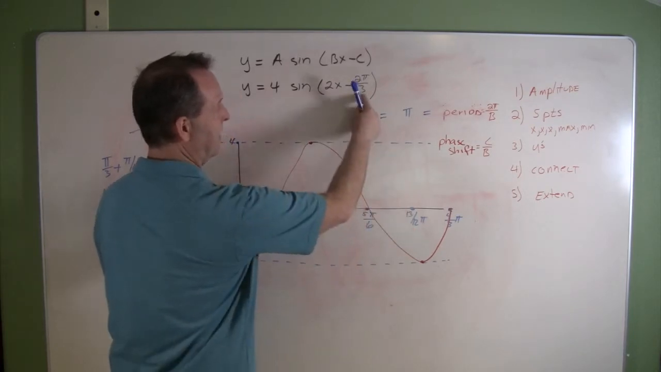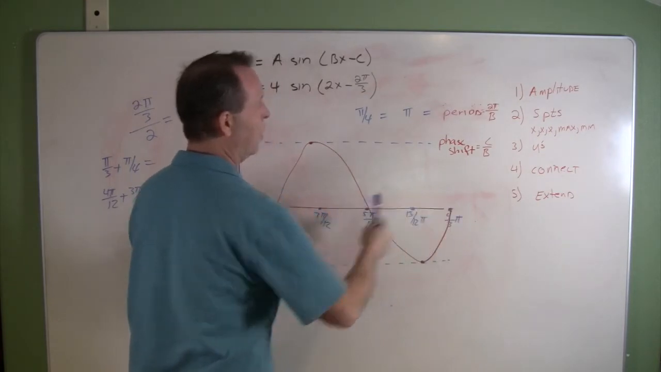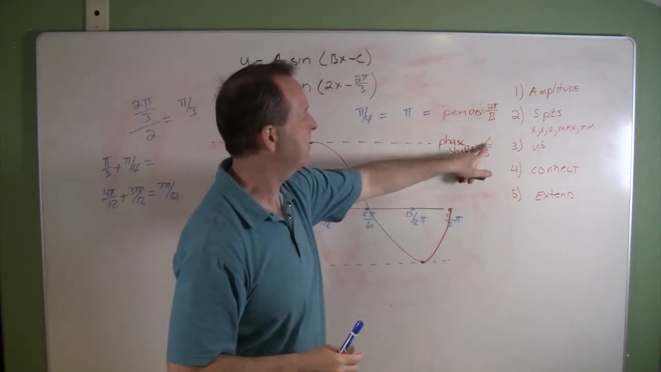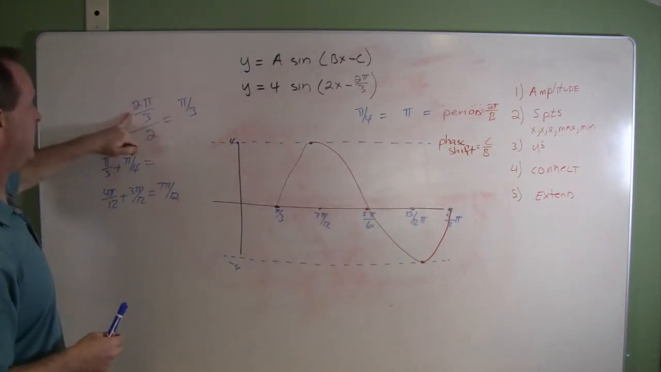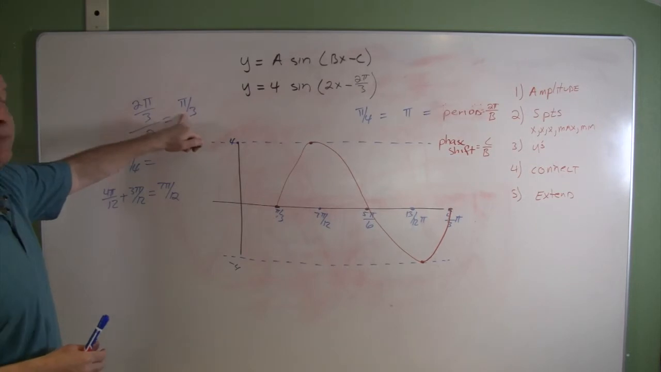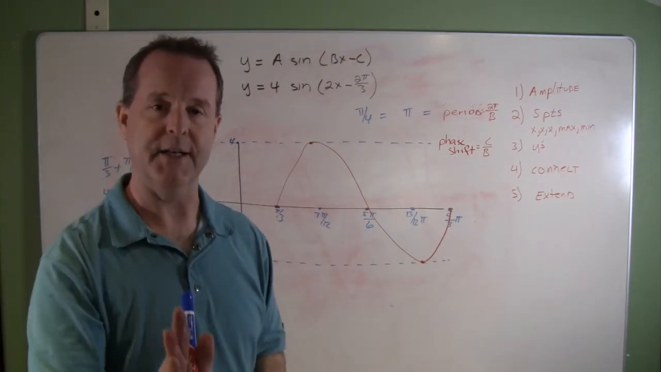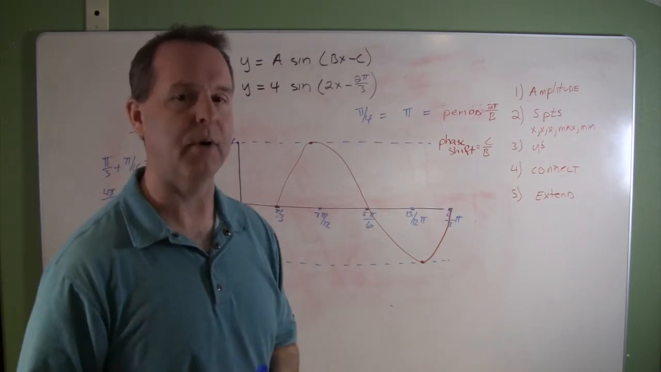And then after that, we had this phase shift, which took the regular graph and shifted it over to the right. I found my phase shift by taking my value of c divided by my value of b, which gives me a new starting point. That new graph starts at pi thirds, and then I just add quarter marks past that point to figure out where all the key parts are.